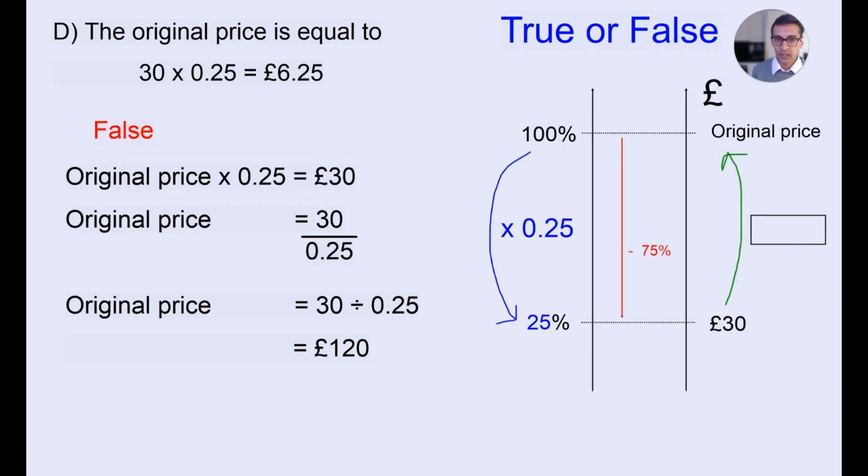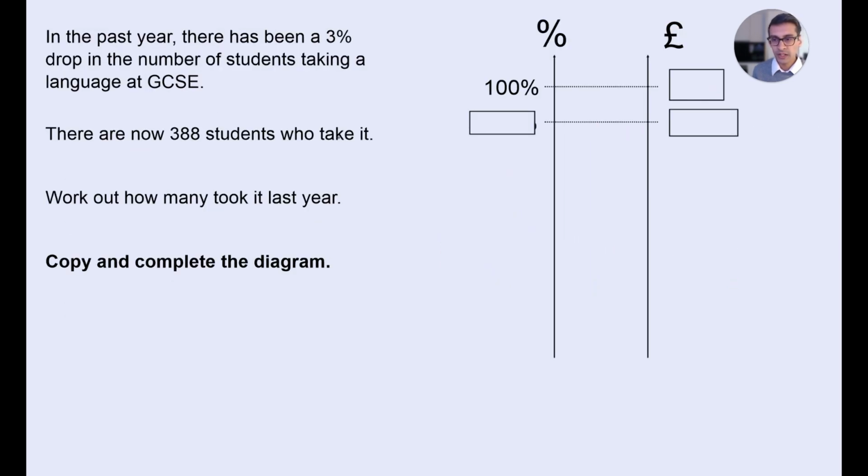Okay, so right, pause the video, complete this diagram, use your calculator to work out the answer if you need to. Okay, let's work this out. So in the past year, there's been a 3% drop in the number of students taking language GCSE. There are now 388 students. Work out how many took it last year. So originally, we don't know what last year was, but there's been a 3% drop. So this is going to be 97%, 100% take away 3%.